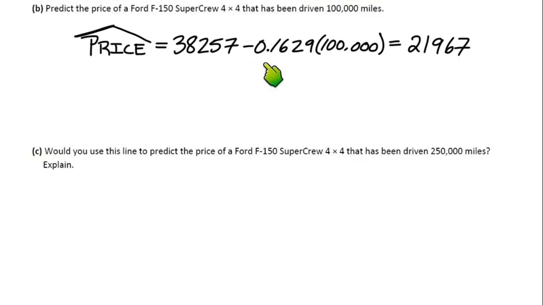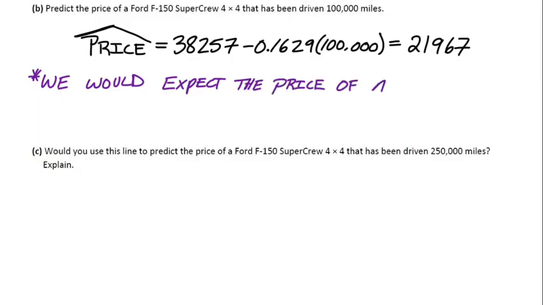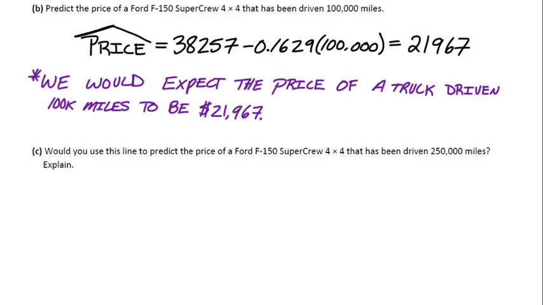So we showed the equation, we got the answer, now we just need to answer it in context. So this would actually be the price, or the expected price, for a truck that's been driven 100,000 miles. So that's all we have to finish with. So we would expect, or we would predict, the price of a truck driven 100,000 miles, or 100K miles, to be 21,967.